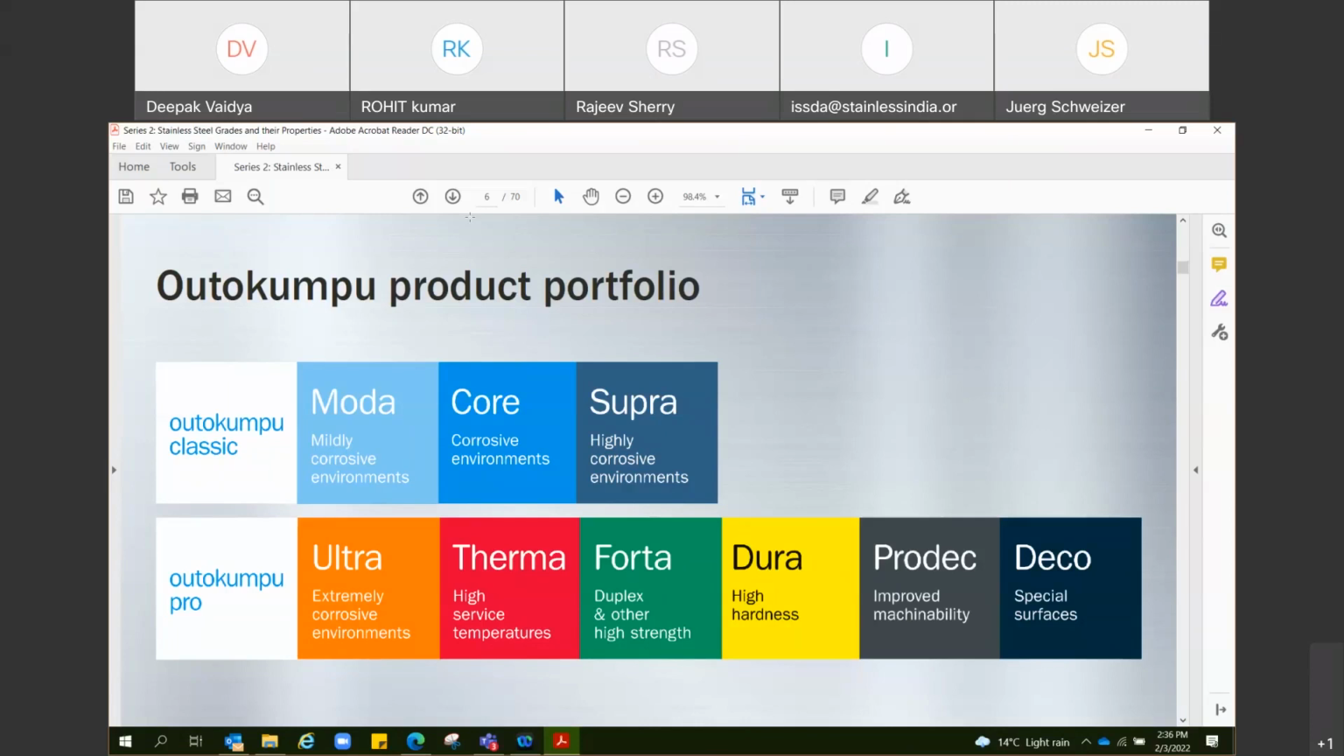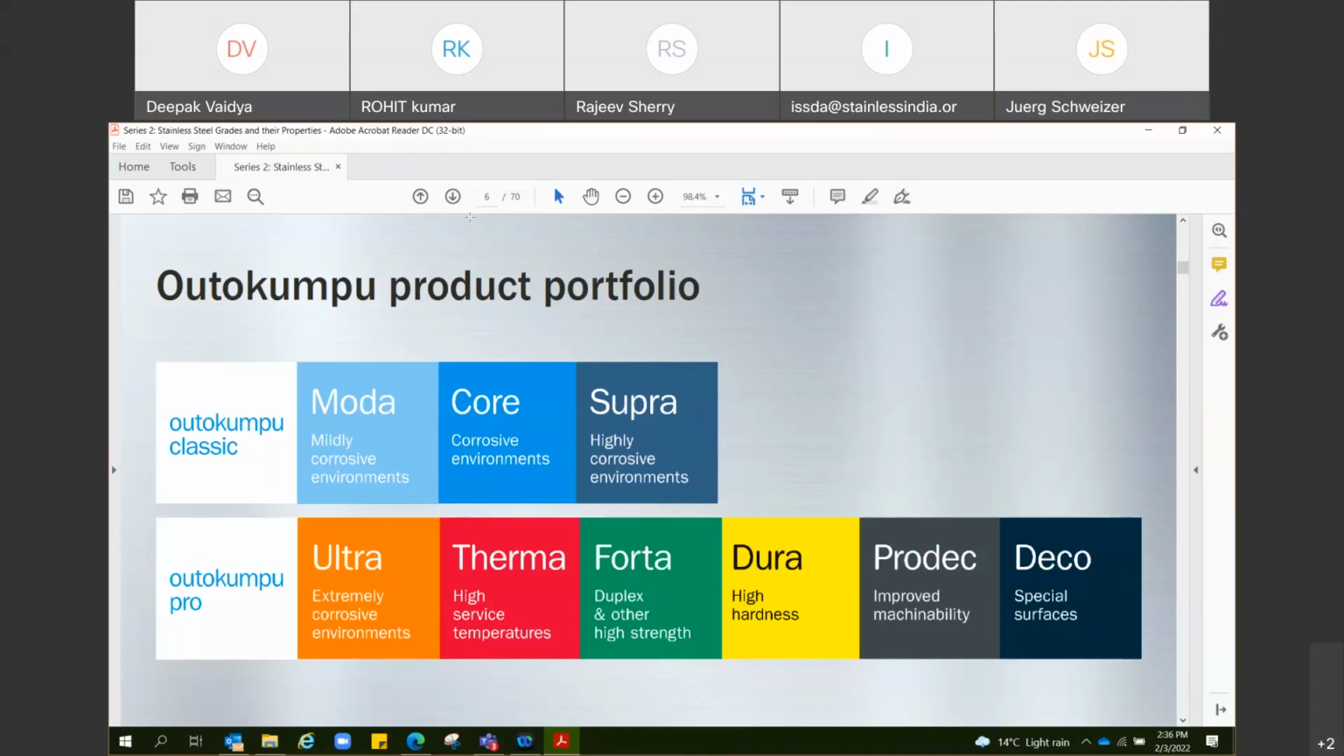Then you have Forta, Duplex, and other high strength material. And Forta series doesn't only mean that it has Duplex. Even some of the grades like 304, we are able to achieve a very high strength. So we have kept them also under Forta, that it could be 304, 316, 301, 301 LN. Then if you need the material with a very high hardness, that is the Dura series. And somewhere in the applications, when you need a material with a very good, improved machinability, then some of the grades are being manufactured accordingly, and the series is called Product.